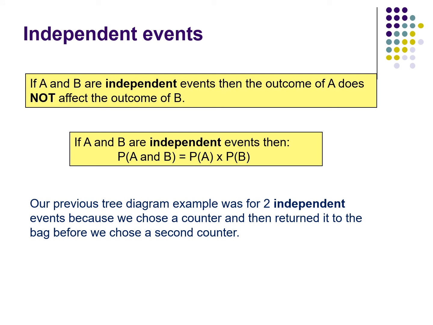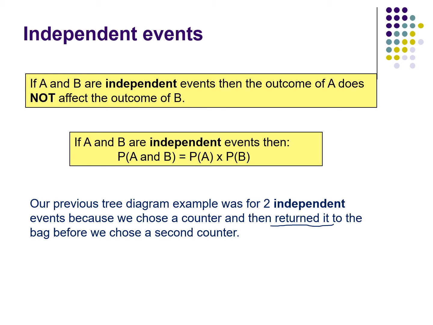That was two independent events because when we chose our first counter, we then returned it to the bag before we chose the second counter. Okay, so whatever I chose for my first counter didn't affect the probabilities for choosing my second counter. So you'll notice the branches for my second counters were identical. So there was no difference as to whether I chose a red one first or a blue one first.